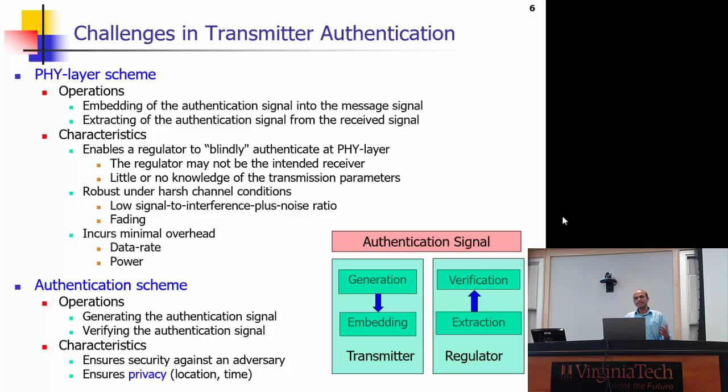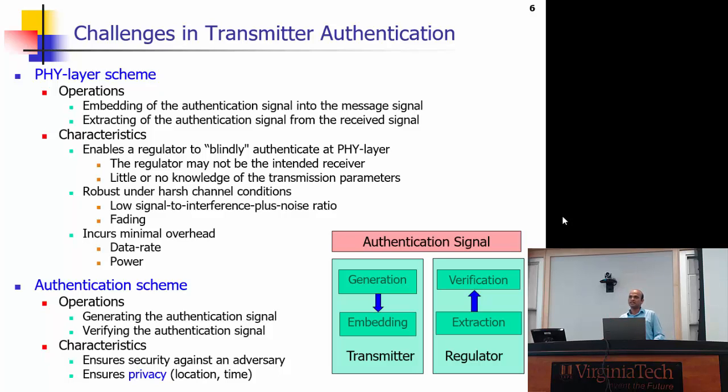Now, as I already said, it should also be robust against harsh channel conditions, which means fading and low signal to noise ratio. And also it needs to have a very low overhead, because this is one more type of authentication that we are imposing on transmitters. So it needs to have low overhead. It should not affect the data rate, it should not affect the power.